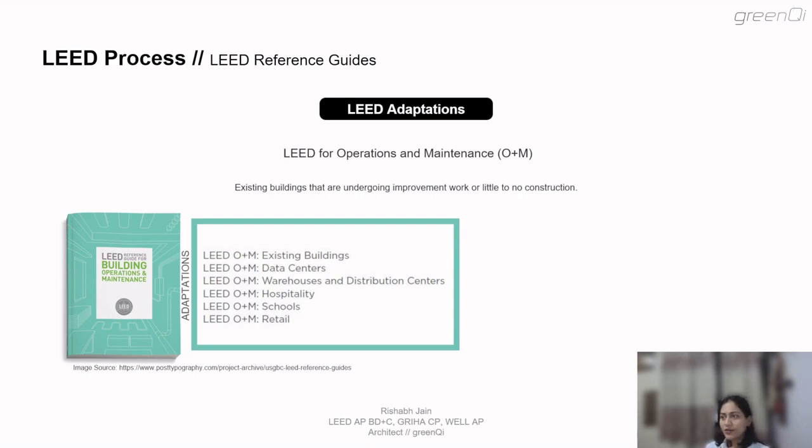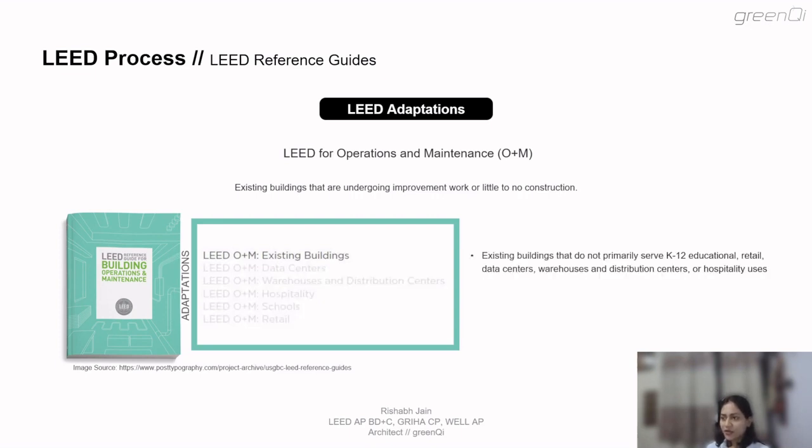And this LEED O&M is applicable in the operational stage of the project, when the project is existing and they are going through very little renovation or improvement work. So this has different adaptations. These are very similar to BD plus C, but only in the operational phase. So all the categories that are not data centers, warehouses, hospitality, schools, and retail come under existing buildings. So that's the logic here.